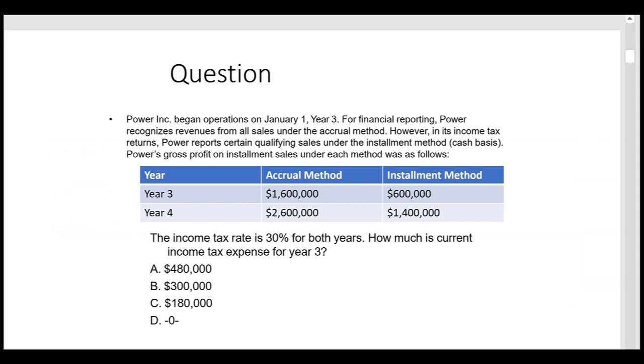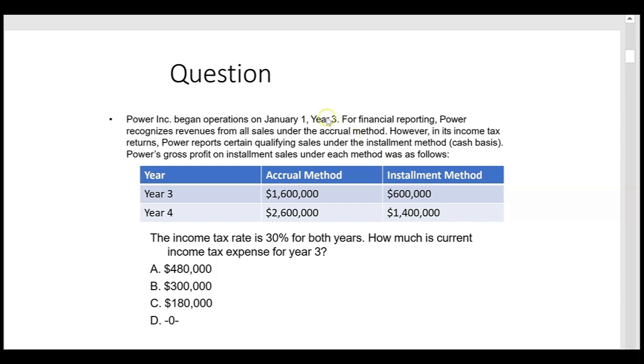We got Power Inc. began operations January 1st, year 3. What do they want to know? They want the current income tax expense for year 3. So not deferred yet. Let's remember what the current income tax expense is all about. We got to get this year's taxable income times this year's tax rate.